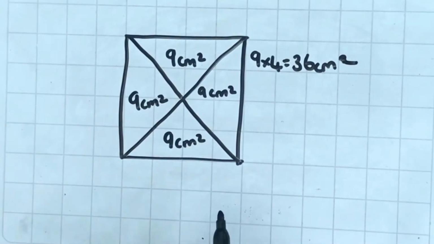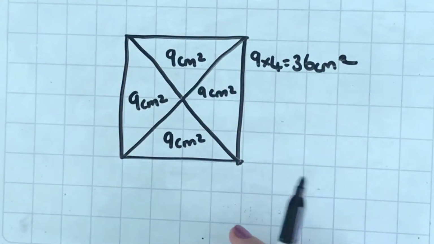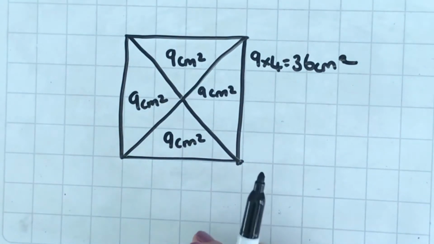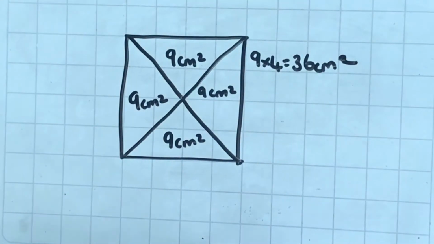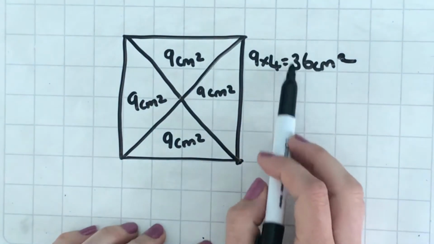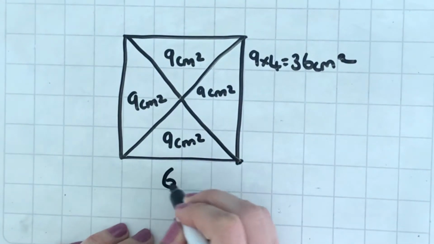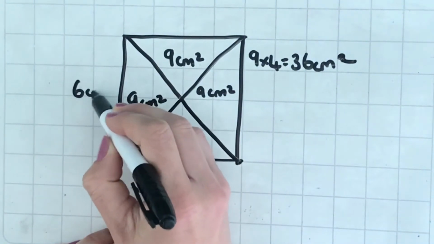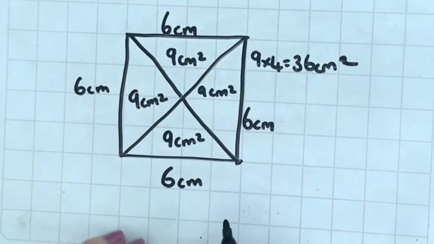Now you know with a square that all of the sides are the same length. So to work out the perimeter, you need to work out what length each of the sides are. So to work out the perimeter of the square, you need to look at what you know from the area. So the area is 36. So that means that each side must measure 6 centimetres because 6 times 6 gives you 36.